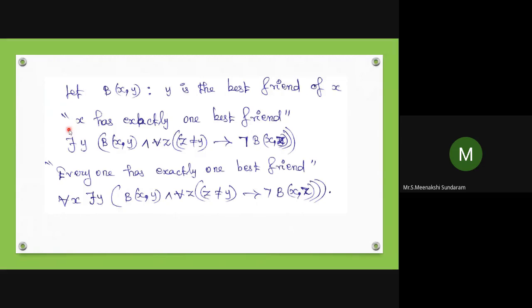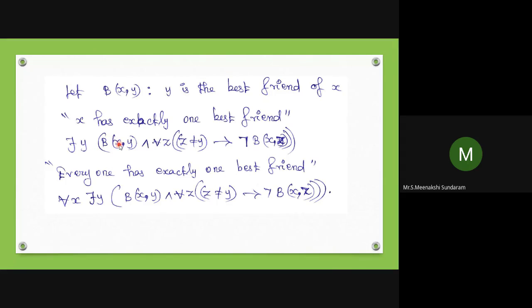X has exactly one best friend. For every question statement, everyone has... I can write only X. X has exactly one best friend. So for best friend I can write: there exists a Y, there exists a person Y, such that X is... Y is a best friend of X. B of X comma Y.